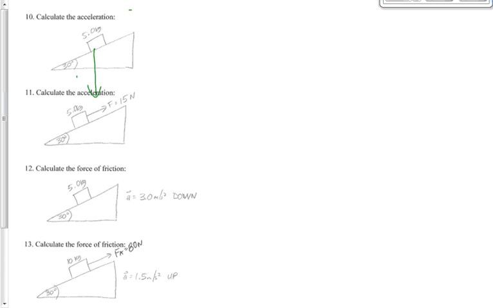We have gravity acting down. We have a normal force acting perpendicular to the surface. We have the force of the hill acting right here, perpendicular to the normal force and parallel to the hill.